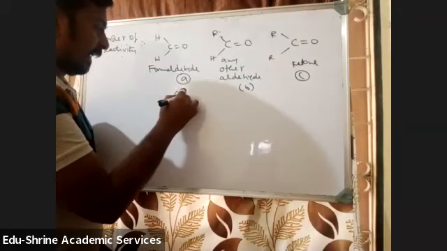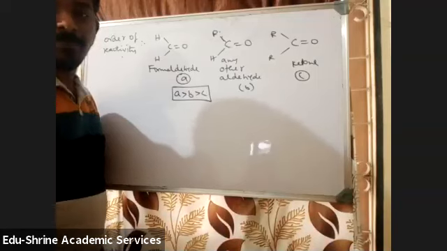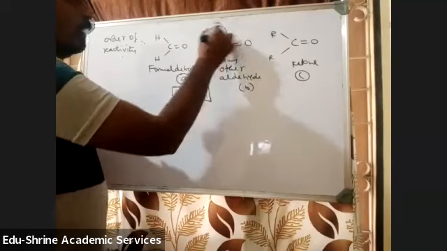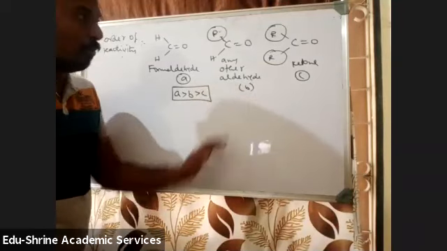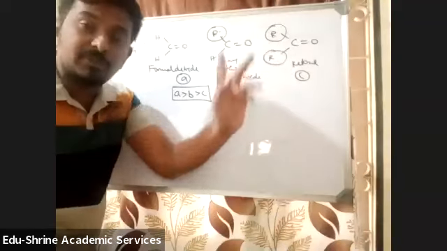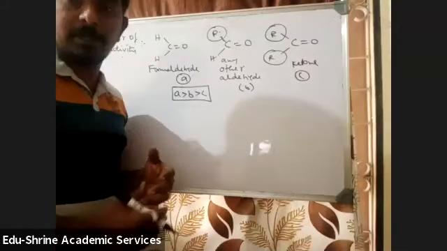So order of reactivity will be A greater than B greater than C. Here there are no plus I groups, here there is one plus I group, here there are two plus I groups. So more is the number of plus I groups, less will be the reactivity towards nucleophilic addition. So in this way questions will be.